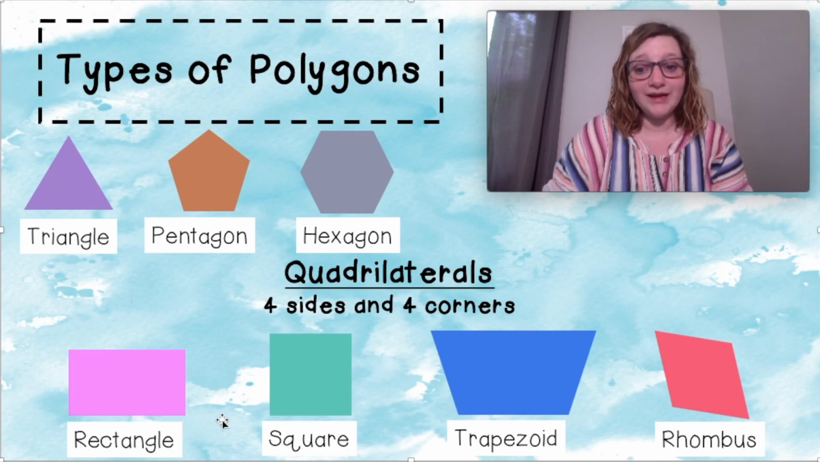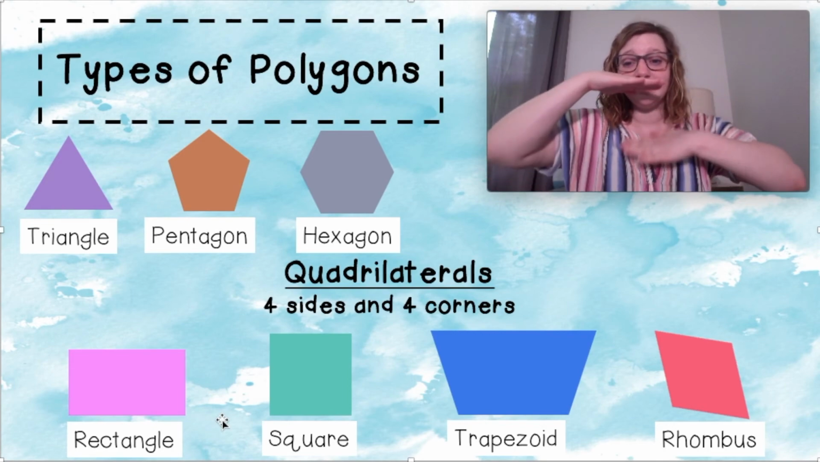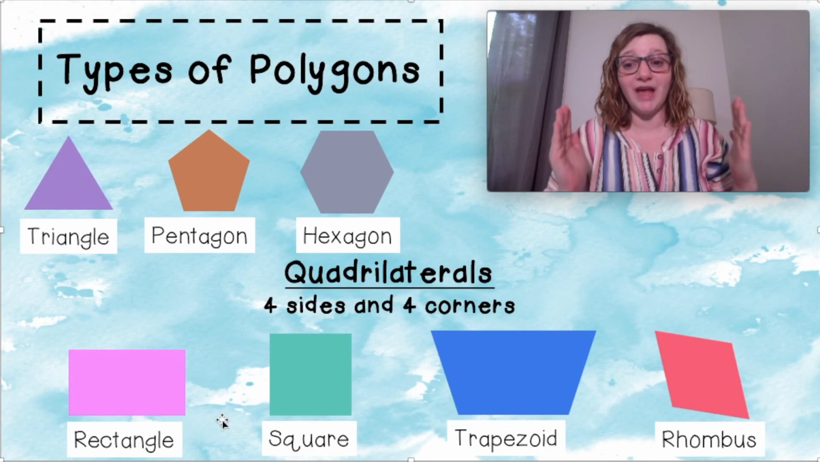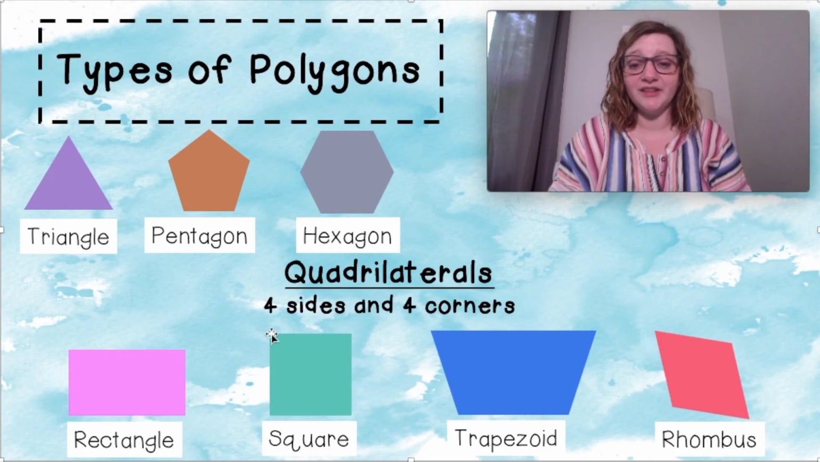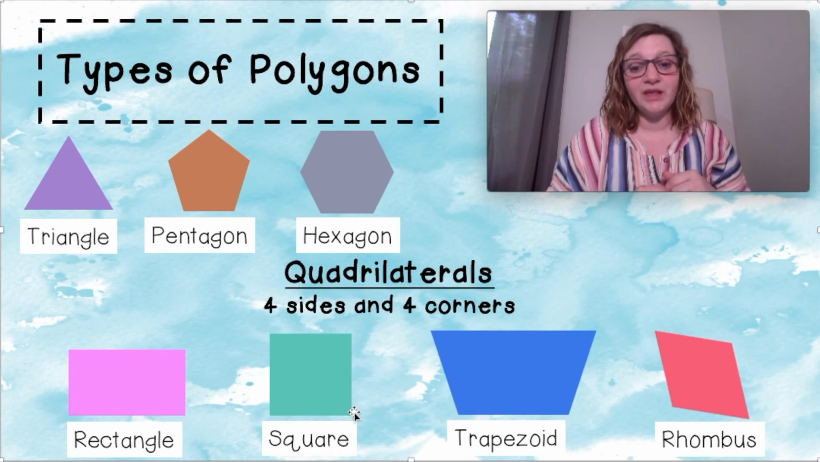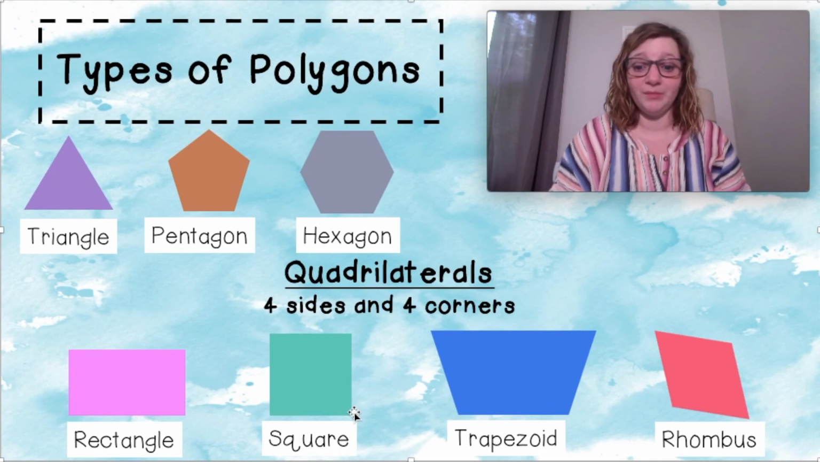Now what makes a rectangle is it has all straight sides, but 2 sides are longer than the other 2 sides. Alright, because compare it to the square here. We see that the square has 4 sides and 4 corners, but all of these sides are the exact same size. So that's the difference between a square and a rectangle. In a rectangle, all the sides aren't the same length. In a square, they are the same length.